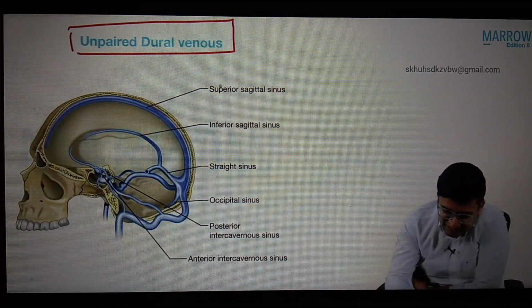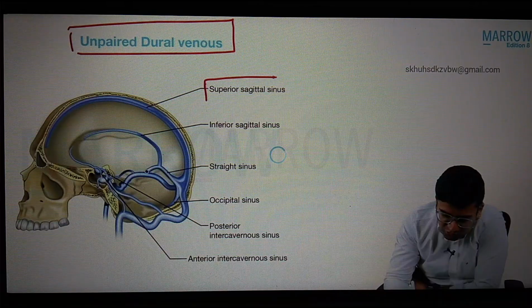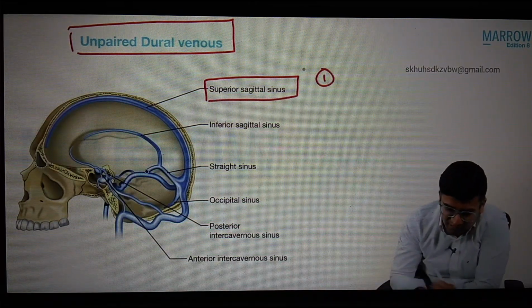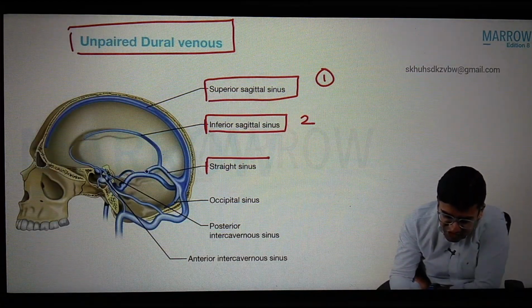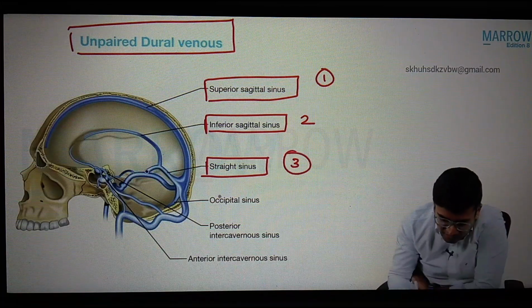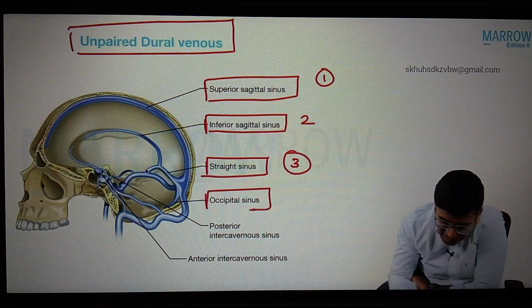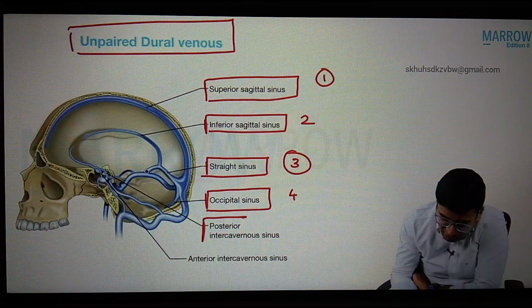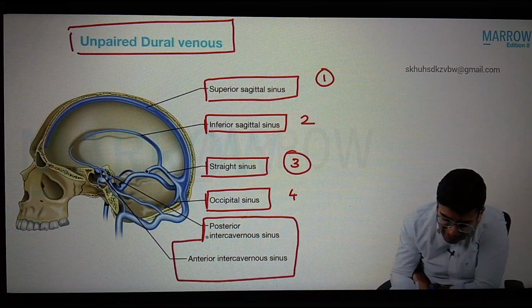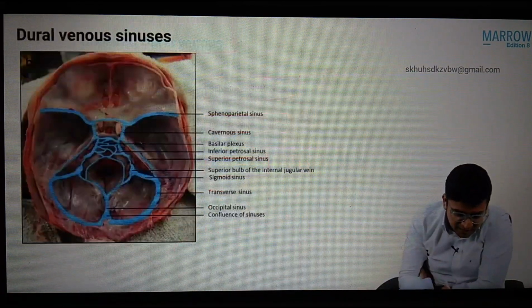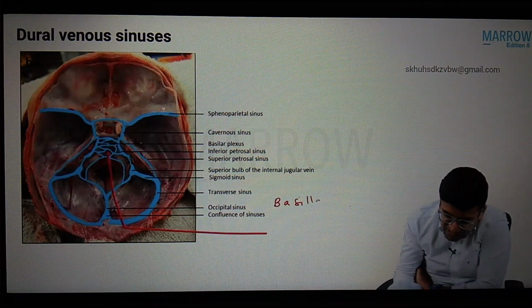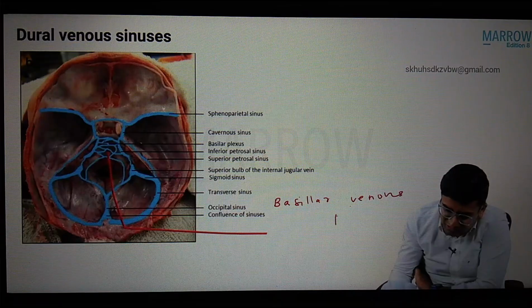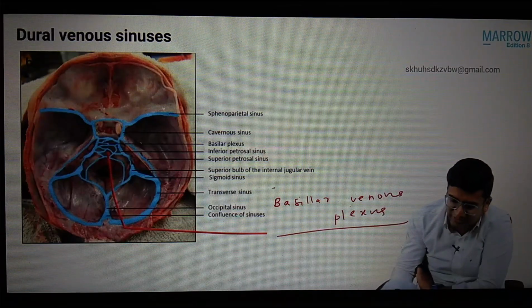Now the unpaired venous sinuses, number 1, superior sagittal sinus. Number 2, inferior sagittal sinus. Number 3, straight sinus. And number 4, occipital sinus. Number 5, posterior and anterior intercavernous sinus. And number 6, basilar venous plexus. This one, that is basilar venous plexus. So these are the unpaired venous sinuses we have.